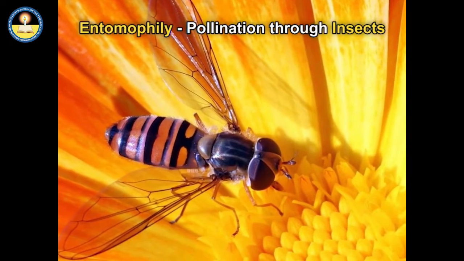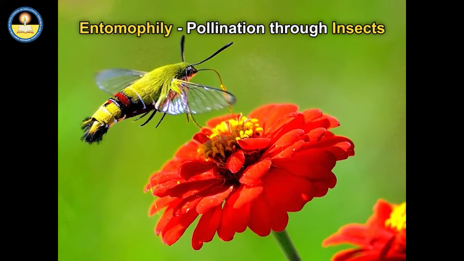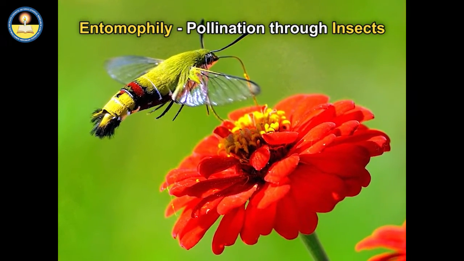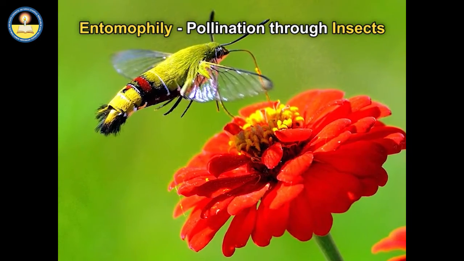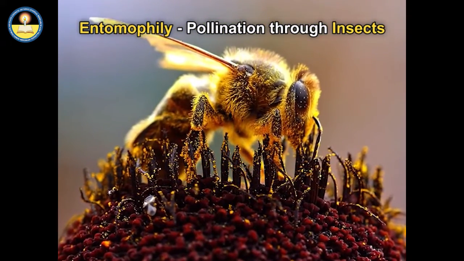Insect-pollinated flowers are usually large, conspicuous, and brightly colored. These flowers usually have a pleasant fragrance and sweet nectar. Their pollen grains are usually rough or sticky.